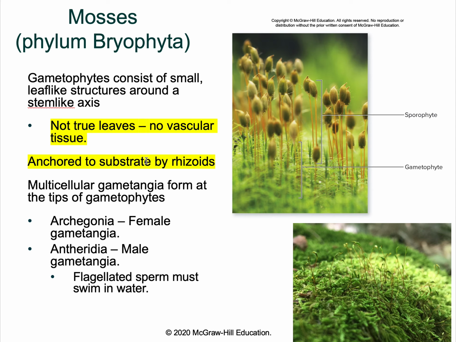They also don't have roots. They have what we call rhizoids, which are not true roots. If you were to grab moss out of the ground and pull it up, you'll see these very small, kind of modified roots, but they're not actually roots.